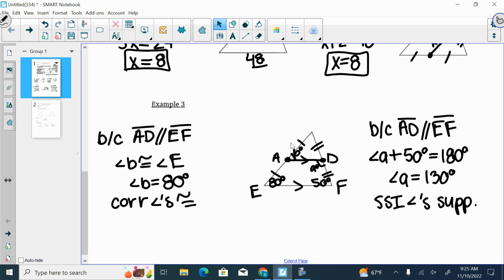So those parallel lines could be helpful in finding missing angles, and then knowing that your mid-segment is half the length of its opposite side could be helpful in finding missing side lengths. All right? Okay, so that's what we need to know about our mid-segments. If you'll flip it over onto the back, we're also going to talk a little bit about perpendicular bisectors.